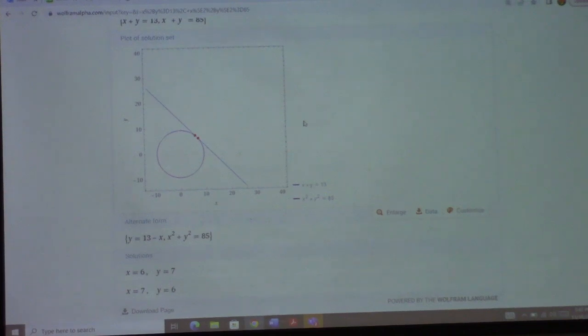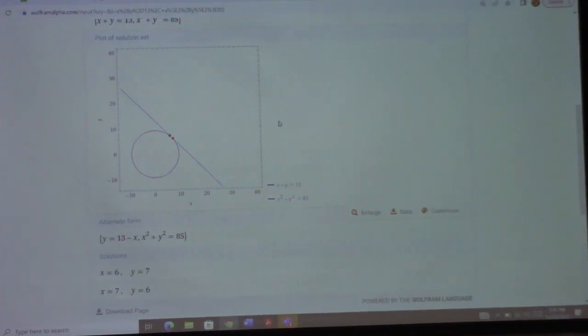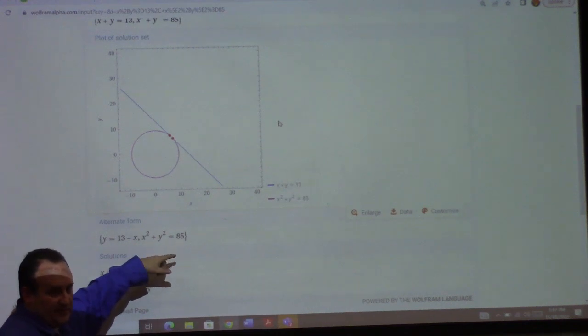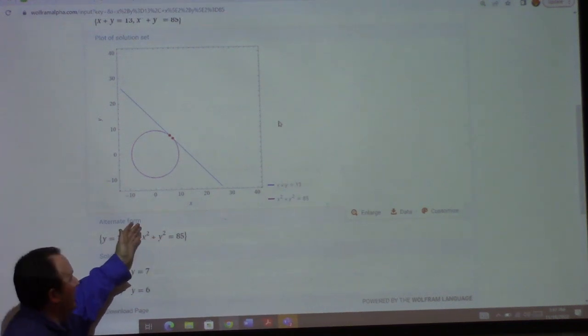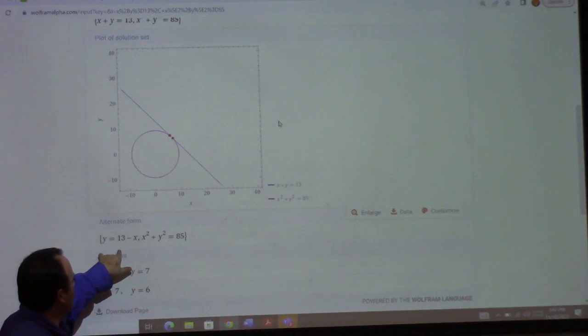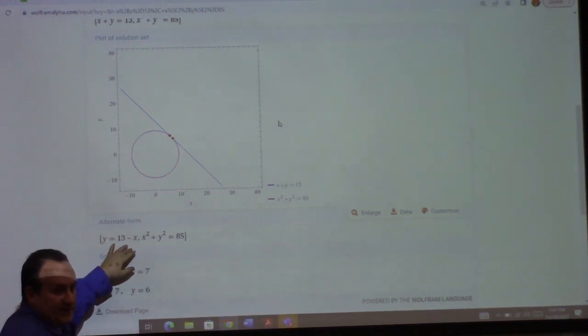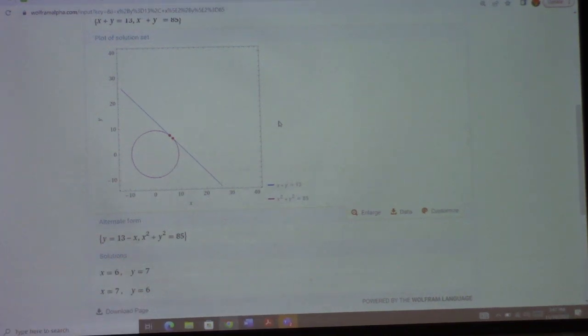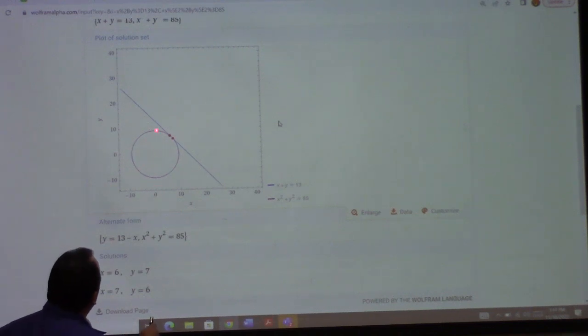As you can see, what's going on is we have a circle. Of course, x squared plus y squared equals 85 is a circle of radius square root of 85, right? And then x plus y equals 13 is really y equals 13 minus x, which is a line with slope negative 1 and a y-intercept of 13, which you can kind of see if you look at it. This is the y-axis, yeah? So 13 is about right there.